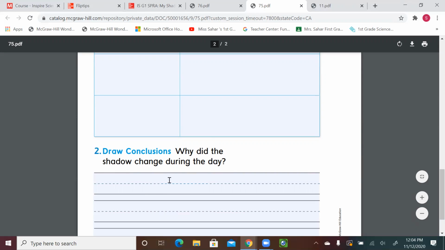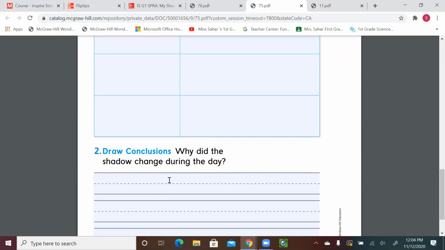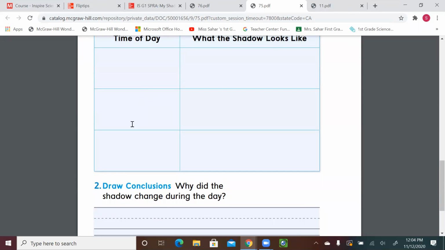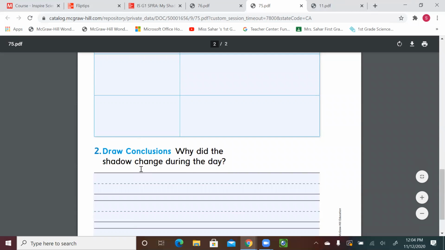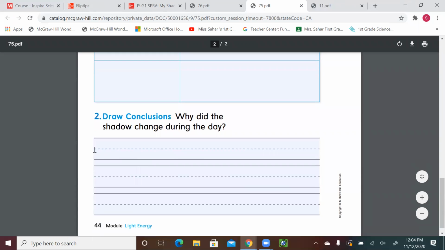Because of the way the sun hit this object, right? If it's your body, or if it's a street sign, or if it's a tree. So when the sun moved across the sky during the day, the shadow changed position. That's why we go in a different time of the day, because the sun, remember back to the book we just read, the sun is high or low, and that's how the shadow appears, either longer or shorter. So that's what we need to write.